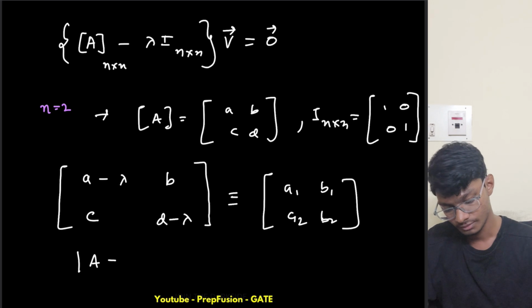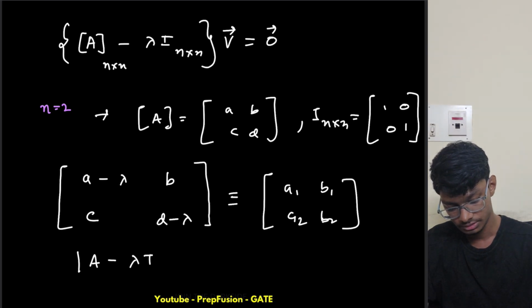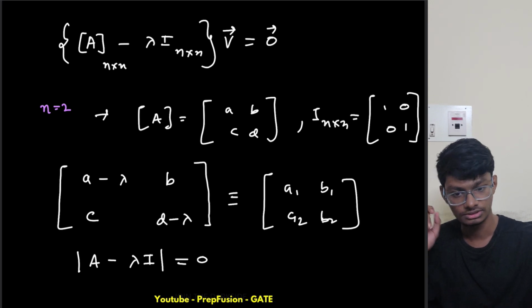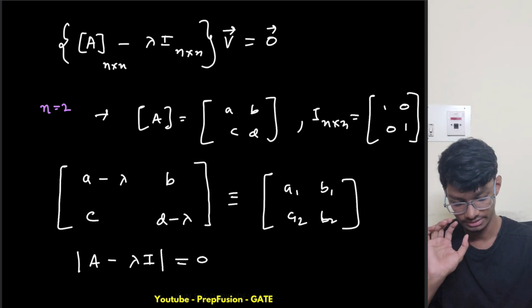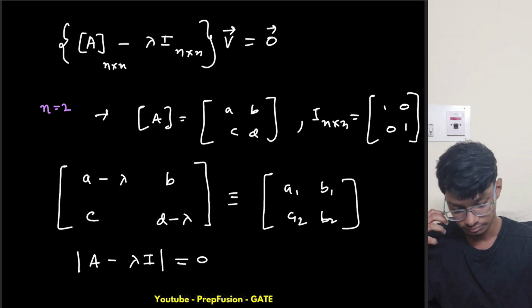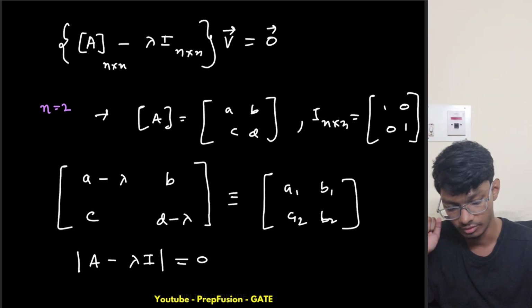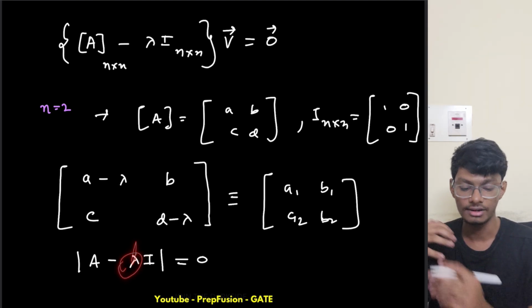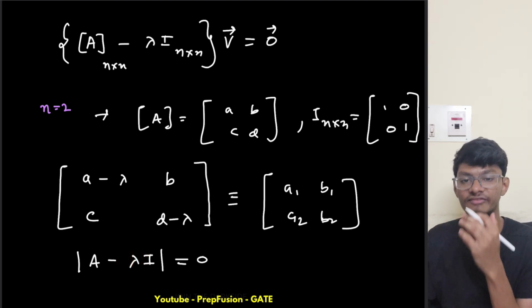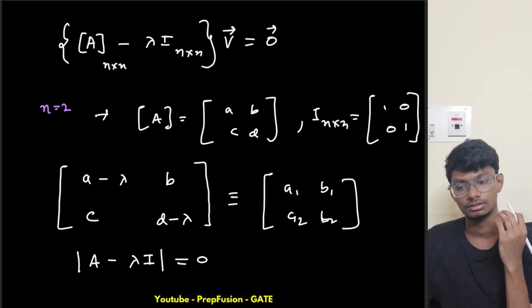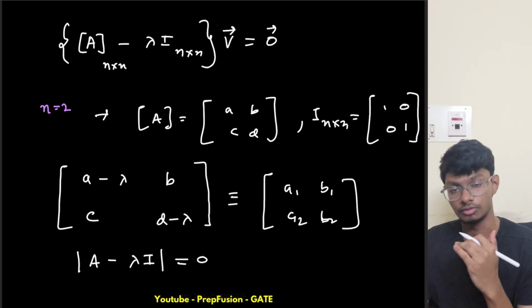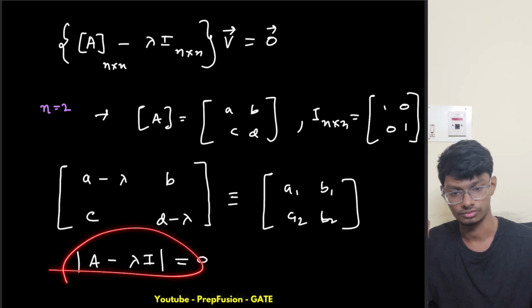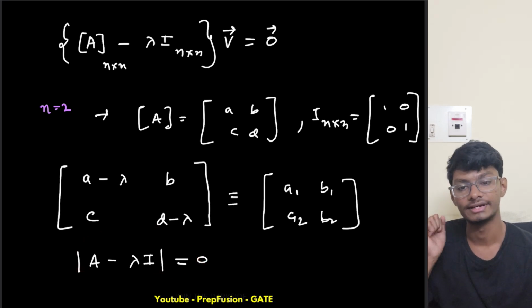So the determinant of A minus lambda I should be equal to 0. That is the main thing for us to find the value of lambda. So what we do, I will keep on varying lambda, and for one such lambda or multiple values of lambda, I will get the determinant of this equation equal to 0. That is what basically I will do.